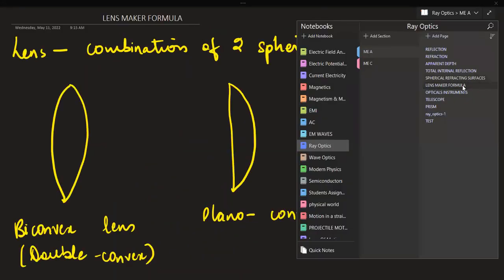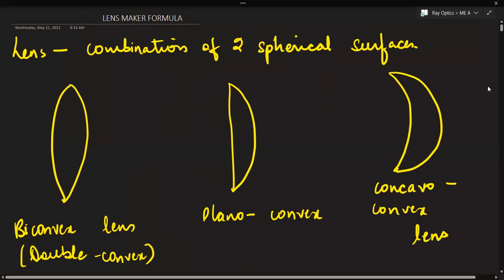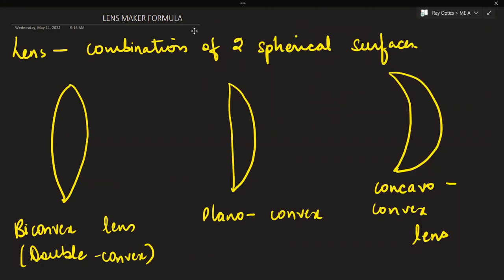Okay, now a very important topic is the lens maker formula. This is after the topic that we had, TIR. Lens maker formula is also one of the very important topics.